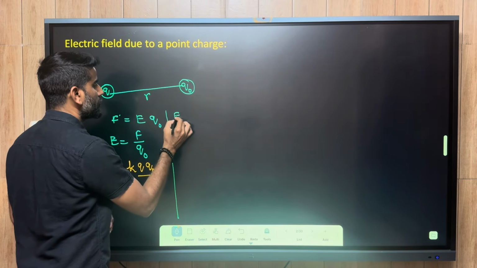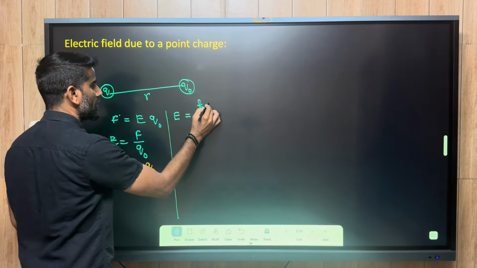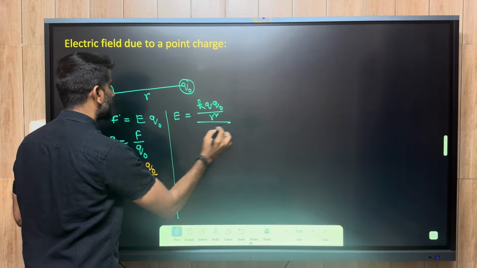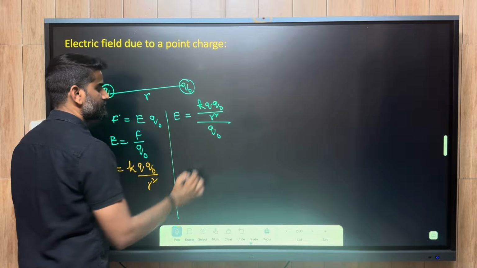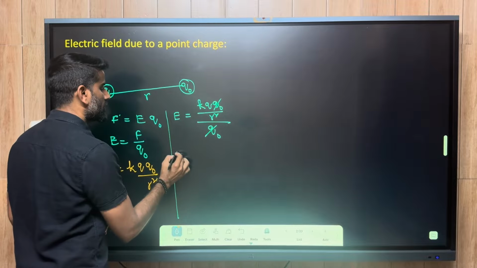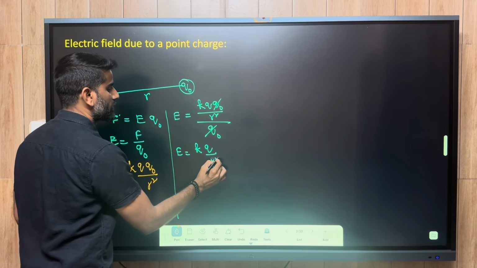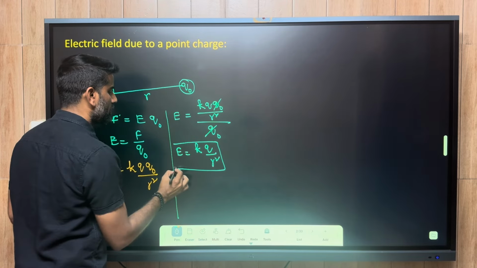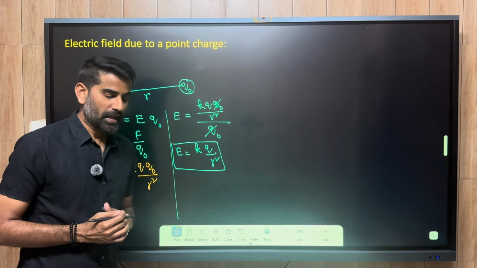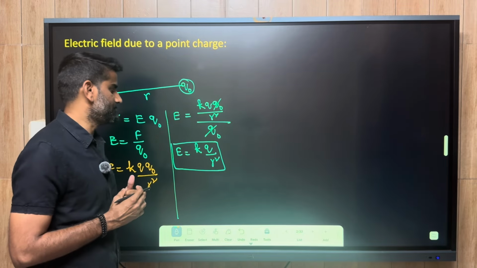So the electric field due to a point charge is equal to F, which is nothing but K Q Q naught by R square, divided by the test charge Q naught. If I cancel this Q naught and Q naught, what am I getting? E is equal to K Q by R square. So this is the equation for the electric field due to a point charge.